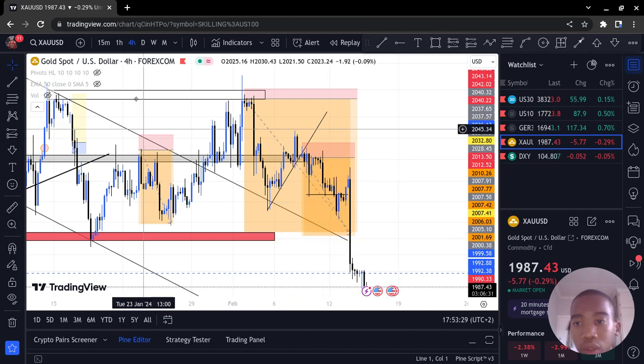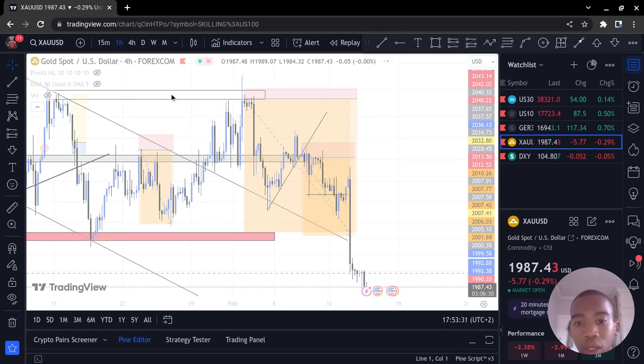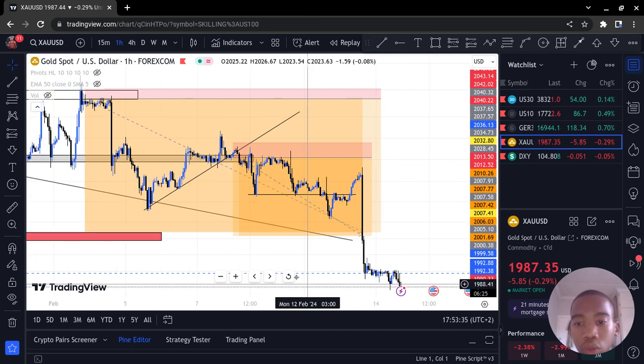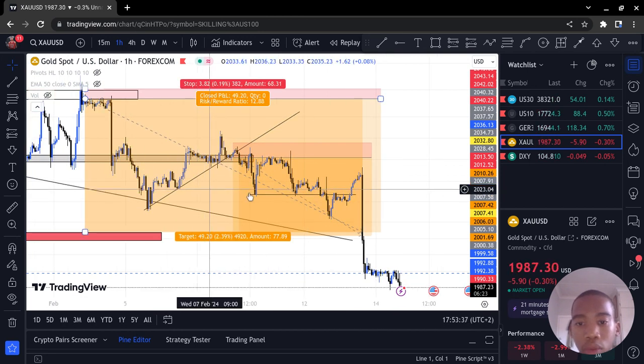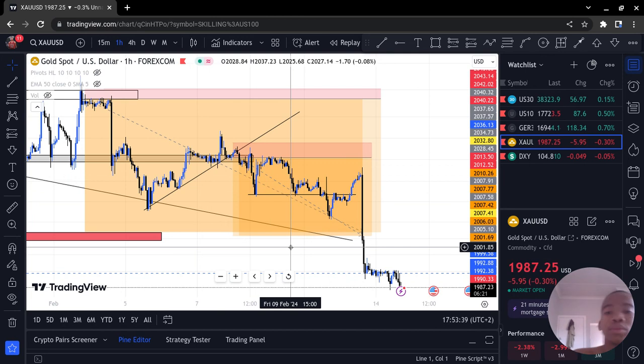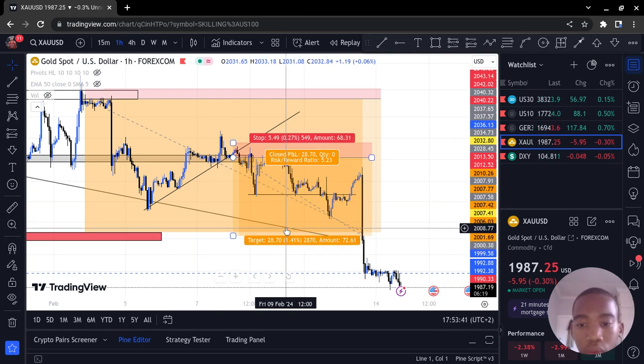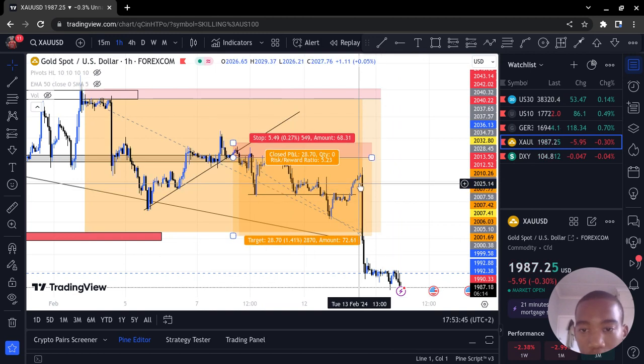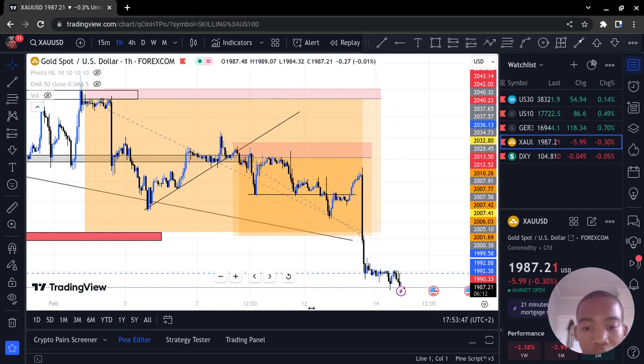You could have entered multiple times actually, and if you were funded and you took 2 trades, this would have been 20%, right? Obviously risking 1% each trade. It's going to be 20% for you. Pretty simple, guys. So let's look at the dollar index, right?